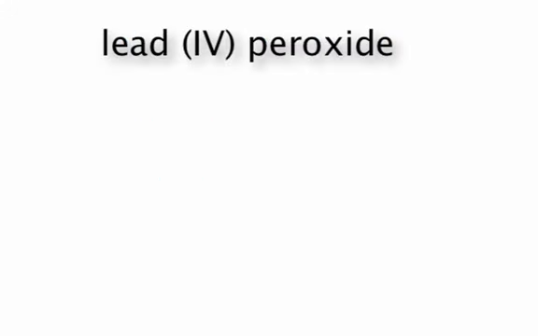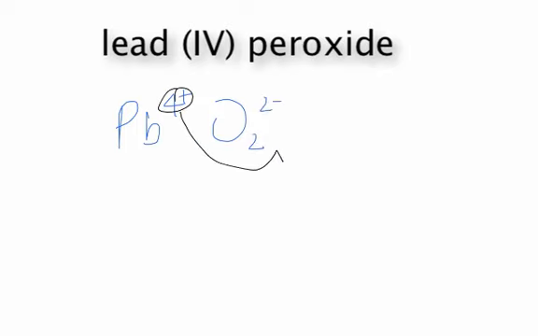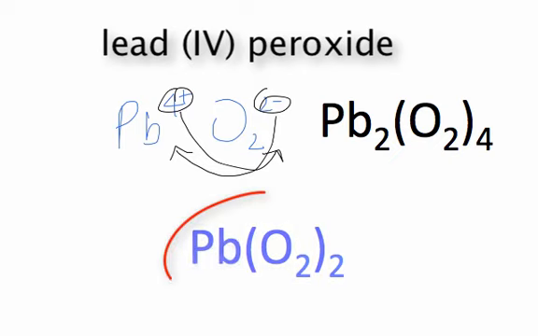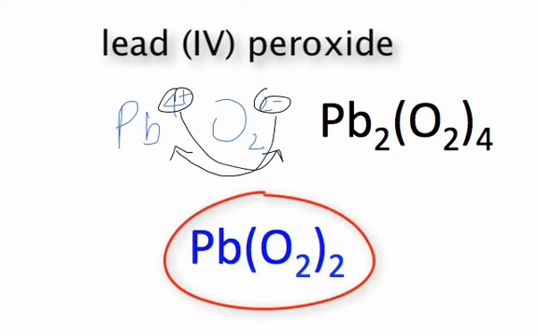So what would lead 4 peroxide be? So lead would be Pb 4 plus, peroxide O2 2 minus. So you would take this and put it down here, you take this and you put it down there. So you would get Pb2(O2)4. So in this case, you could reduce it down a little bit more. So it's PbO2 or lead 4 peroxide. And that's how you name using metals with more than one charge and polyatomic ions.